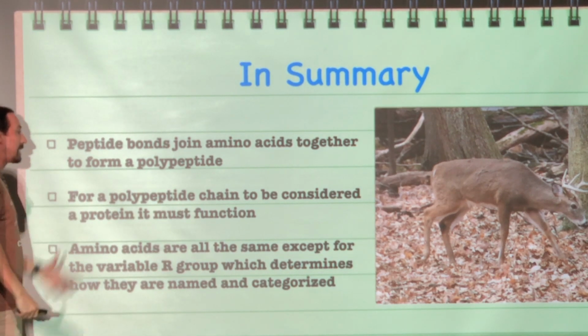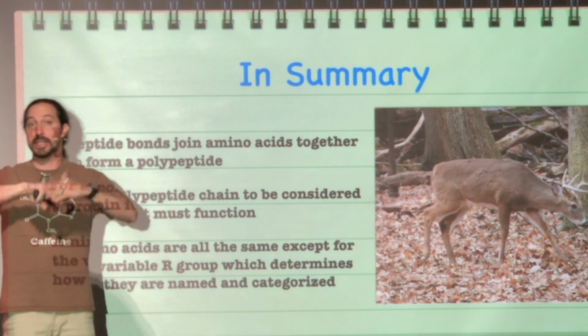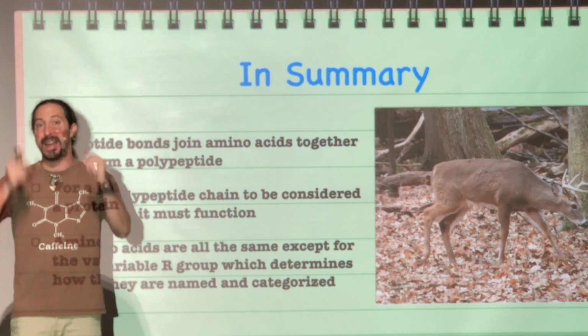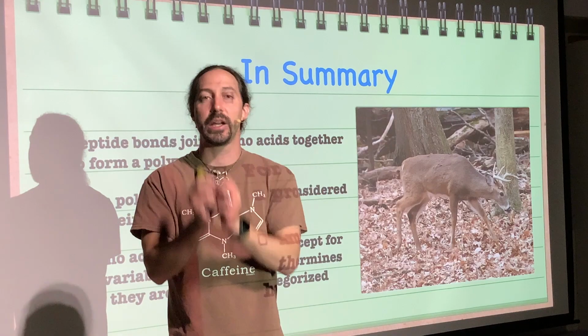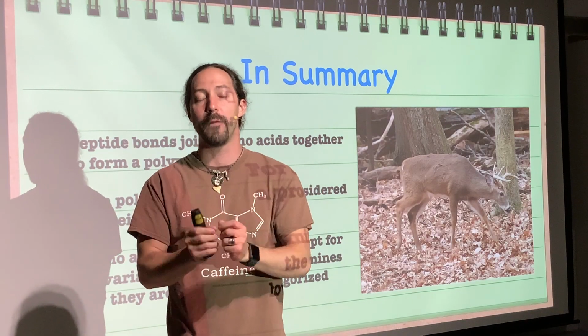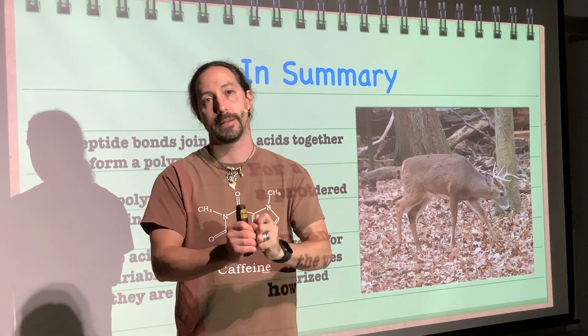And the amino acids, they're all exactly the same. They have the exact same structural components, except for that R group. And that R group is what we use to categorize them. It's what we use to name them. It is the distinguishing feature between every single one of our amino acids.